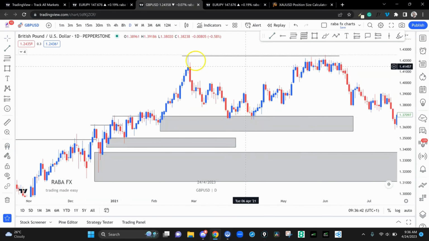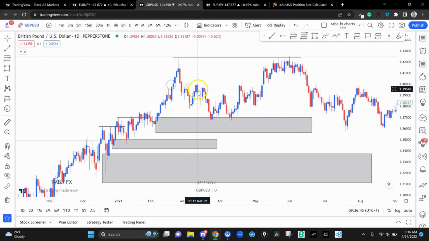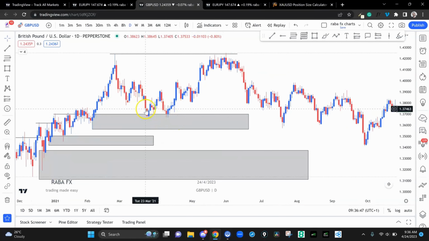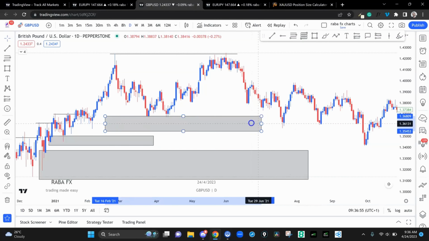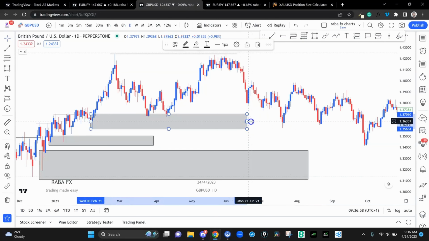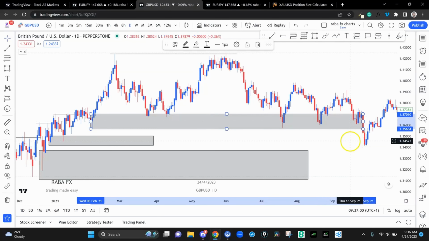We fail to take out that high. We fail when price moves in here. We did not take that high. So why do you want price to invalidate before we see a bearish structure? We want price to close below this, and that occurred here.